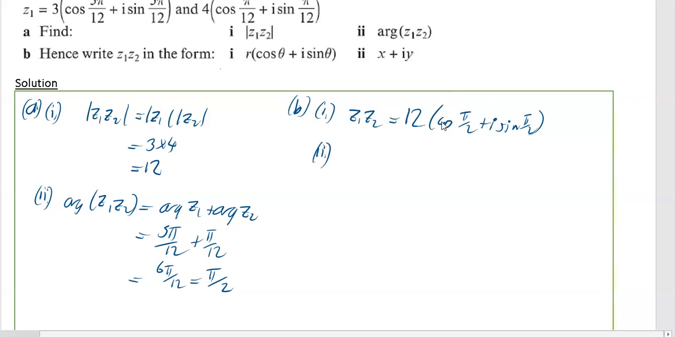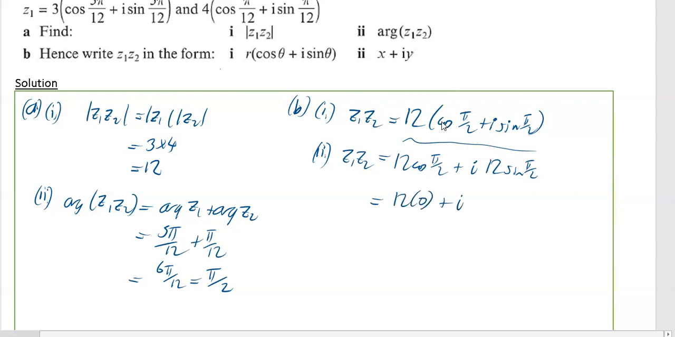Part 2 of this question says to get it in x plus iy form. So that means just multiply out this thing. This gets multiplied out to give you 12 times cos of pi over 2 plus i times 12 sine pi over 2. Cos of pi over 2 is 0, so that's 12 times 0. Sine pi over 2 is 1, so that's i times 12 times 1. So really what you're going to get is 12i, and that's it.